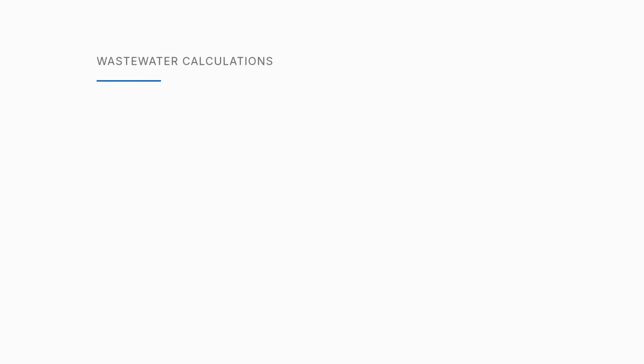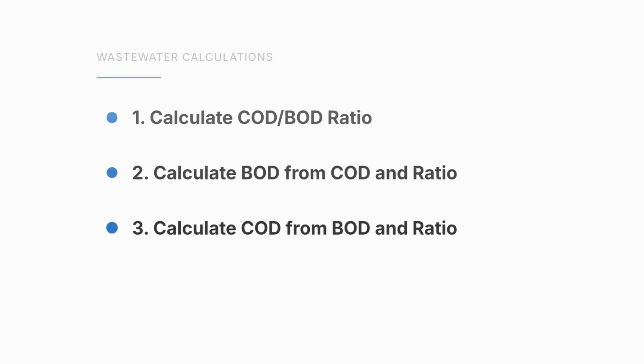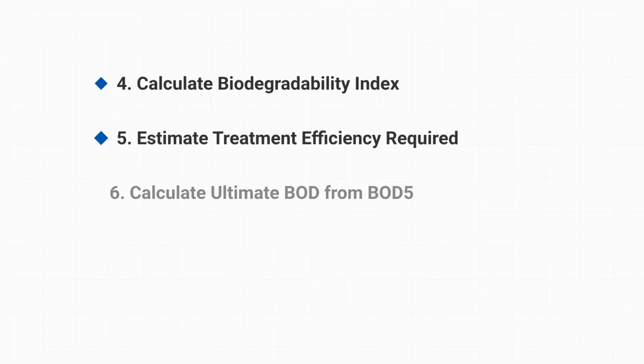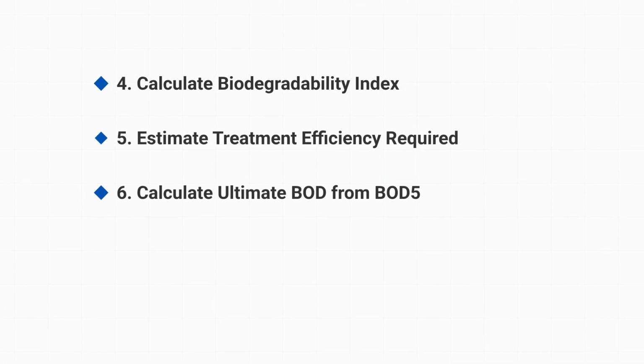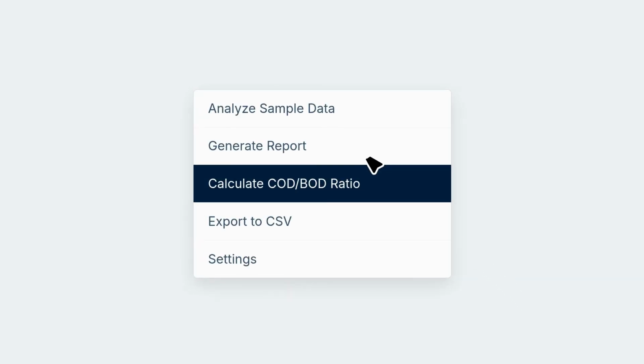You can choose Calculate COD-BOD Ratio, Calculate BOD from COD and Ratio, Calculate COD from BOD and Ratio, Calculate Biodegradability Index, Estimate Treatment Efficiency Required, or Calculate Ultimate BOD from BOD5. For this demonstration, I'm using Calculate COD-BOD Ratio.